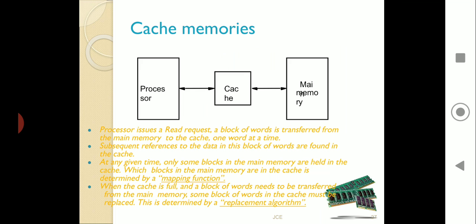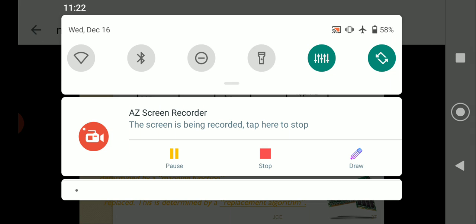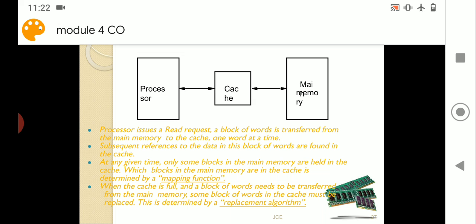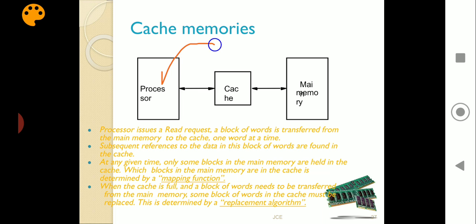From where? From the memory. Which memory? That means from the main memory, first it is copied into a cache memory, right? So you can just have a rough idea here. What will happen first? A read operation has been sent. When a read operation has been sent, say it will go to a cache.